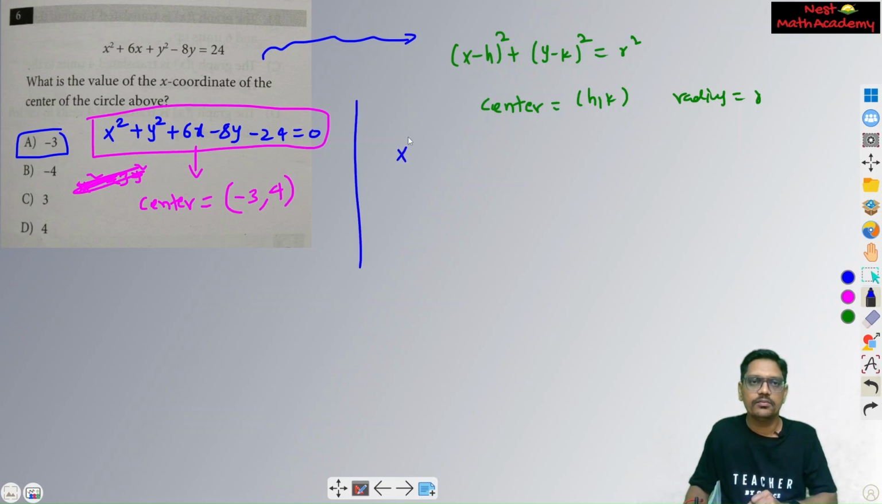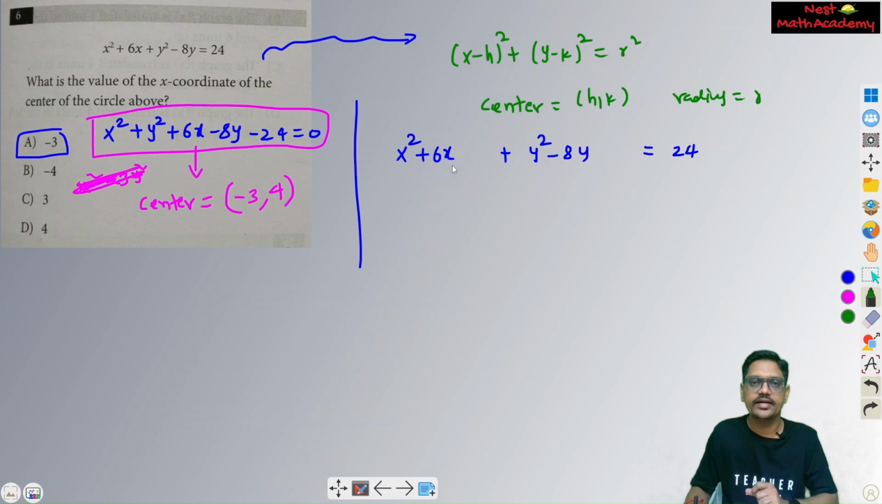How? Put x square and x together. They have already given those two together, x square and 6x, and y square and 8y together, and 24 on the other side. If you carefully see, if I am able to write in this form, it means I need to create a perfect square. Yes or no? Only if there is a perfect square can I write (x minus h) whole square.